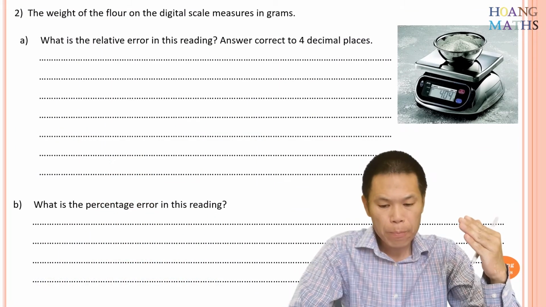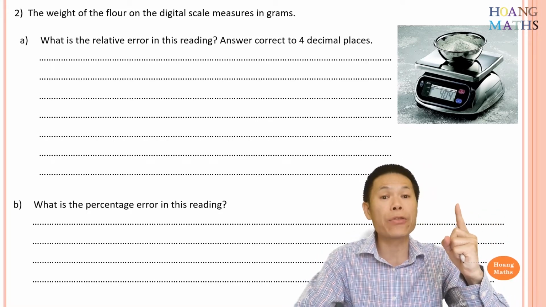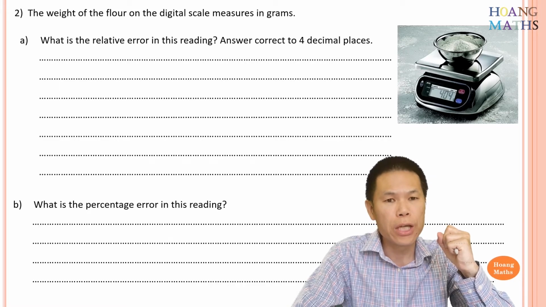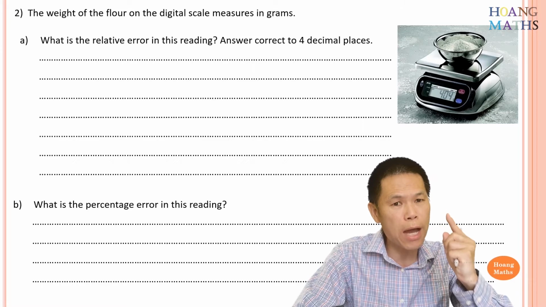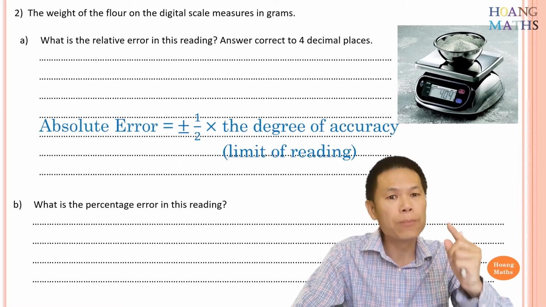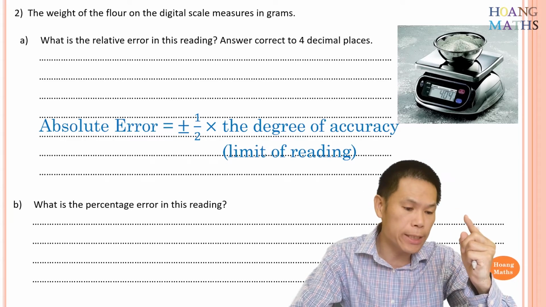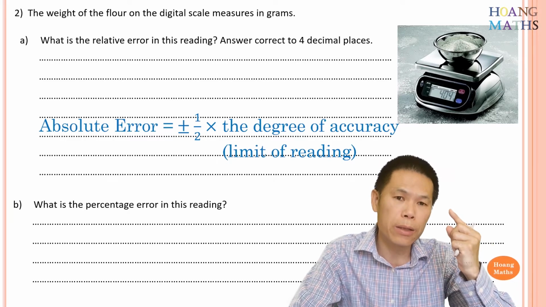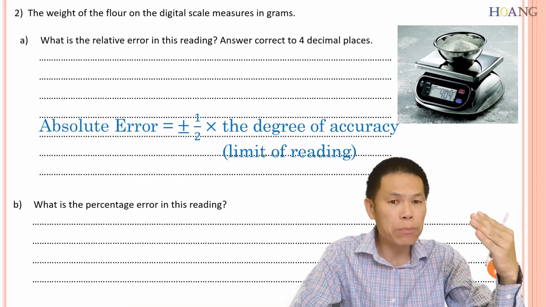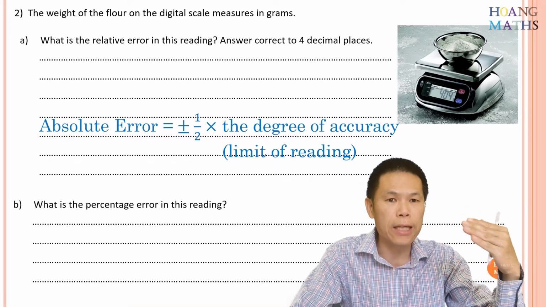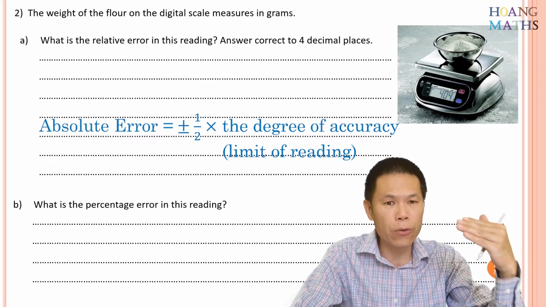Now, part A. To work out the relative error, step 1, we need to work out the absolute error first. The absolute error is always plus or minus a half of the degree of accuracy, or the reading, if you like. The limit of reading in this case is 1 gram, because the next reading after 104 grams should be 105, 106, 107, and so on. So the limit of reading is 1 gram.